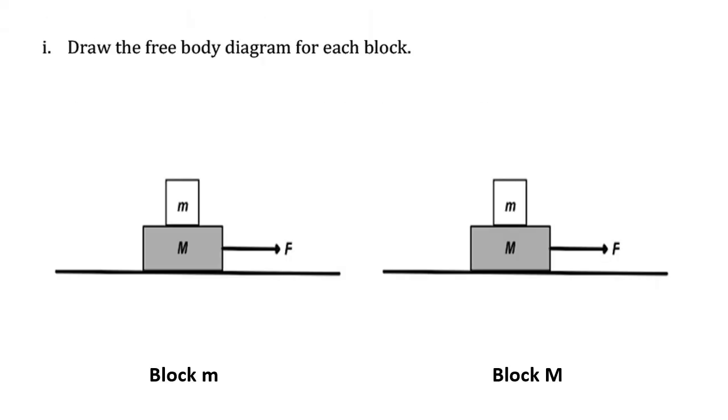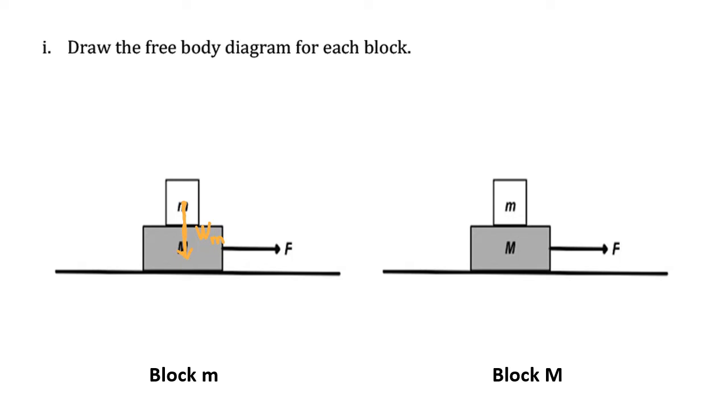Draw the free body diagram for each block. This is the first question. So we look at the smaller block, small m. The forces acting on it would be the following. So first we have the force of gravity on the small block. So that is going to be an arrow directed down. So we would call this weight of the smaller block, mg.